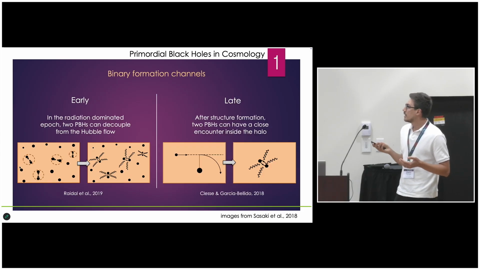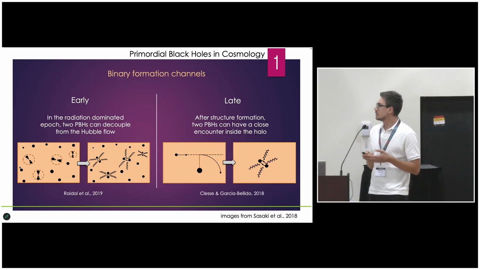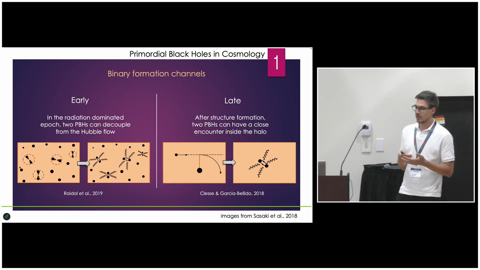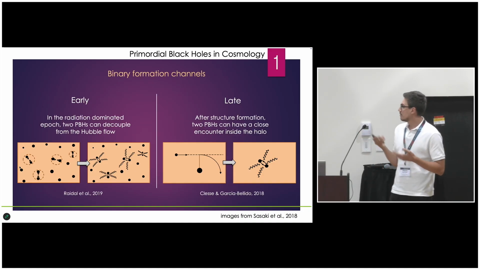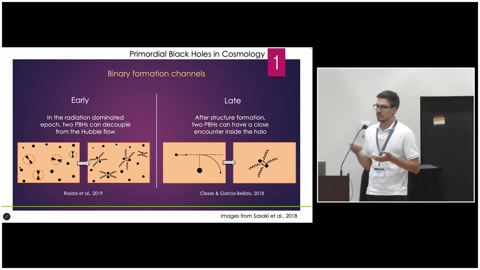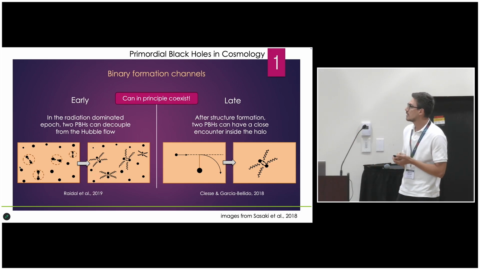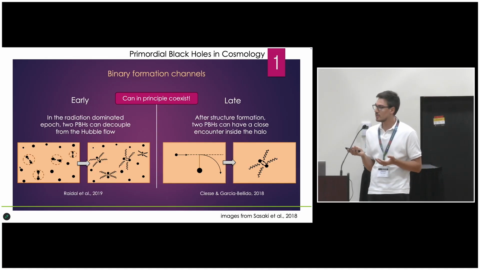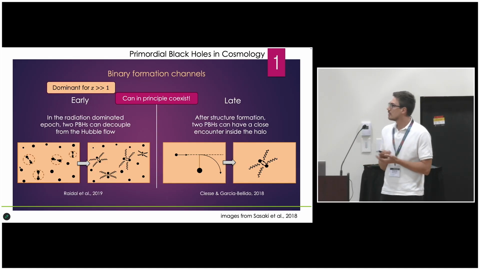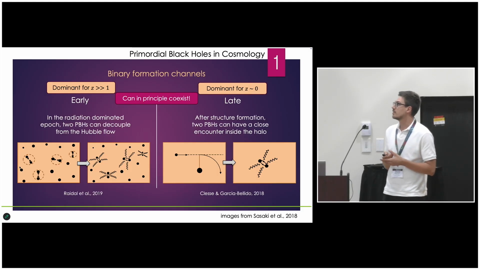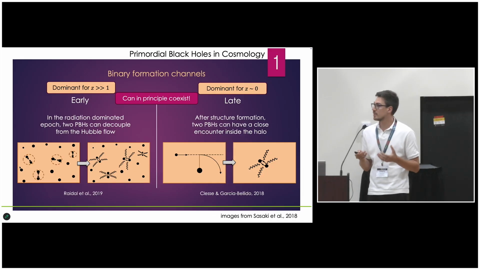Or, in the late universe, after structure formation inside the halo, they have a close encounter, and so they form a bound system. And also, those emit gravitational waves and eventually merge. These two channels can, in principle, coexist. However, we think that the early formation channel is dominant for the very early universe, and the late formation channel is dominant for the local universe instead.